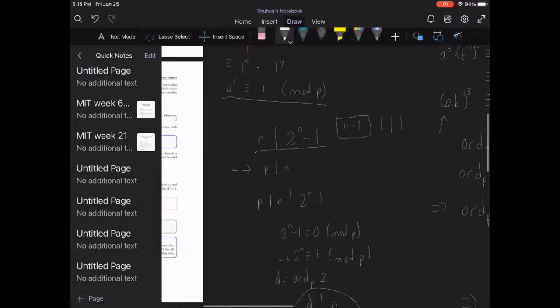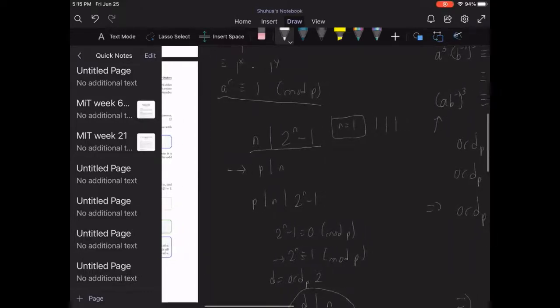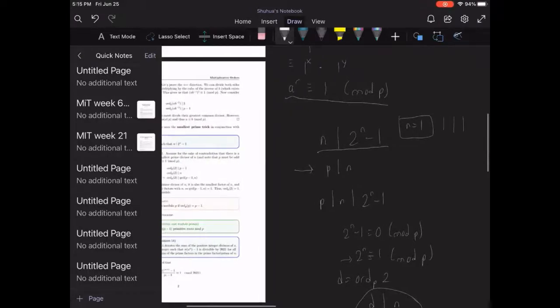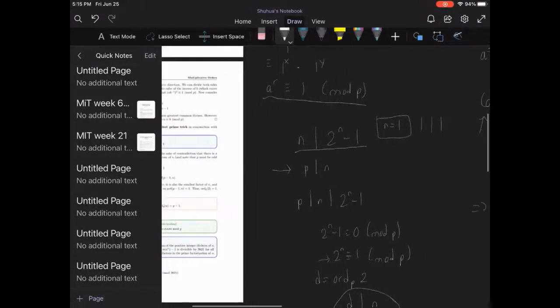Any questions on n divides 2 to the n minus 1? Also, let me know if we're going a bit fast, since we should have more than enough time for the last example I've planned.